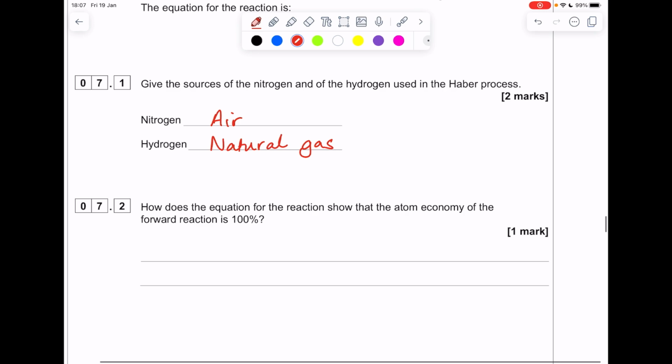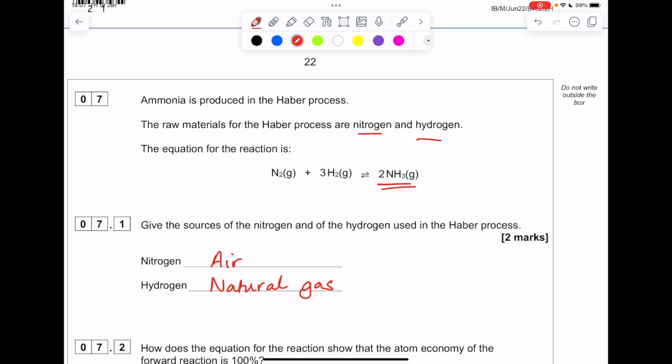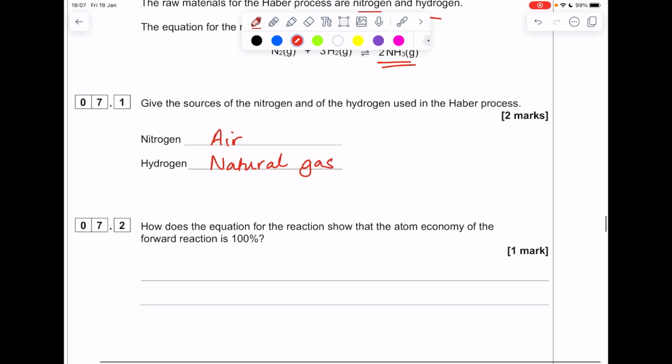How does the equation for the reaction show that the atom economy of the forward reaction is 100%? Based on the fact that you only get one product. So you've got an entire conversion to that useful ammonia with no byproducts.